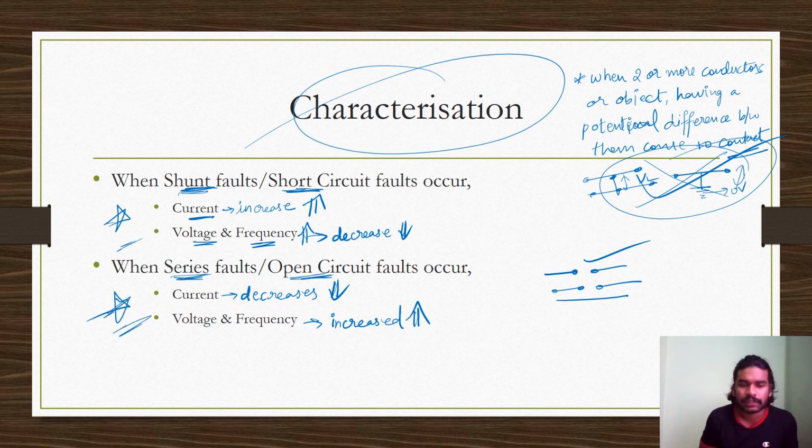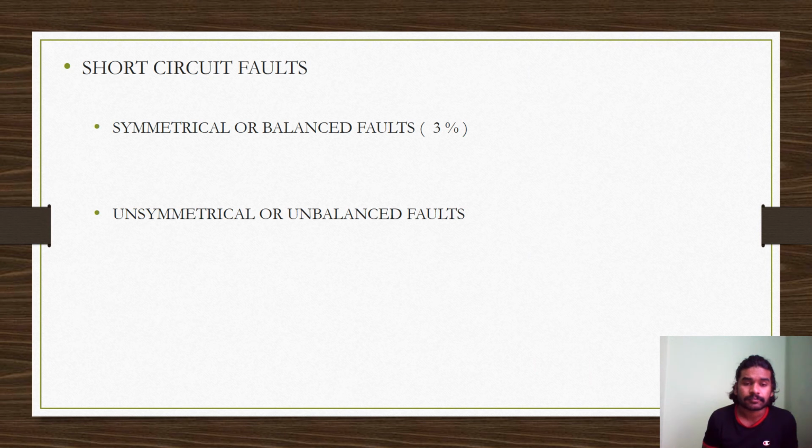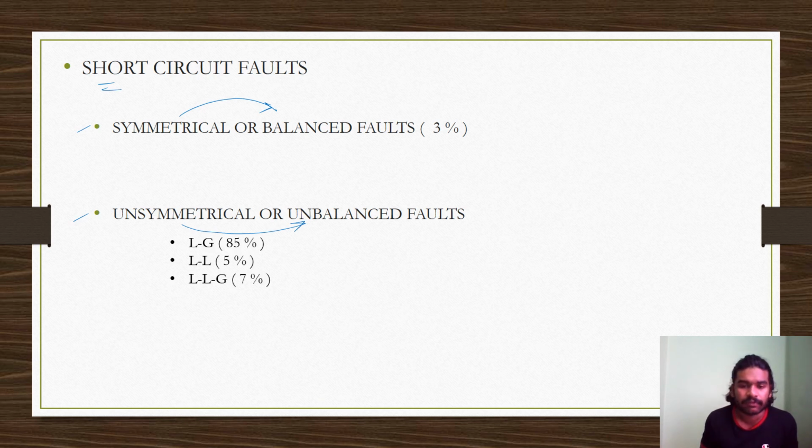What happens when shunt faults or series faults, that is short circuit or open circuit faults respectively, occur. And we have also discussed that short circuit faults are classified as symmetrical faults and unsymmetrical faults, and symmetrical faults are otherwise called balanced faults, unsymmetrical faults also called unbalanced faults. And we have also seen the classification of these subtypes of faults into these two categories, that for symmetrical or balanced faults, the three lines come into contact with each other or three lines together with ground.